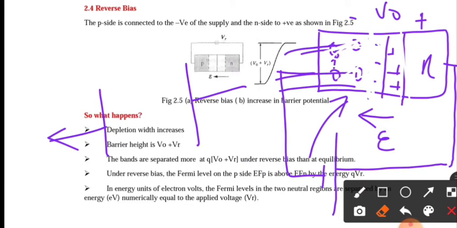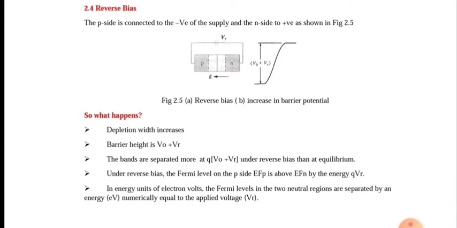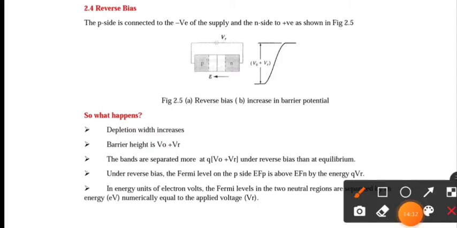So depletion width will increase, electric field will increase, and contact potential V0 will increase. And what will happen to the barrier height? Barrier height also will increase by an amount of V0 plus VR. So you can see here in the figure, this is Vp and this is Vn. The difference between the potentials is now V0 plus VR. So see here, depletion width increases, barrier height is V0 plus VR.